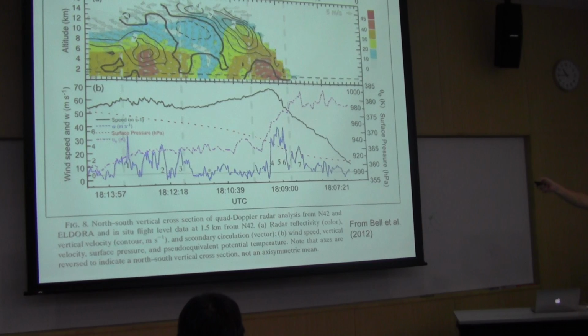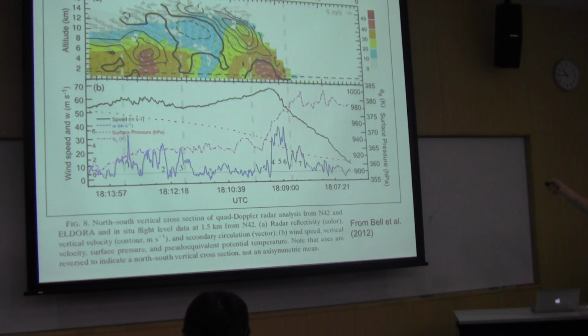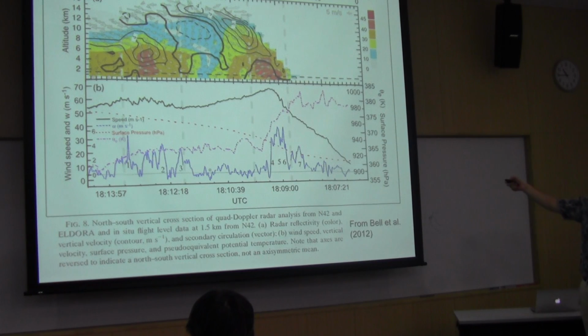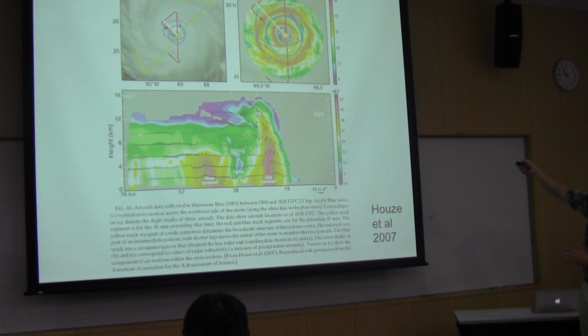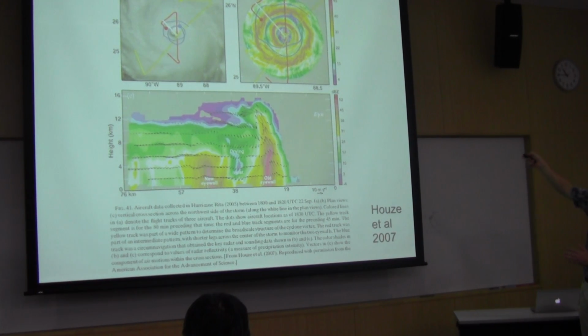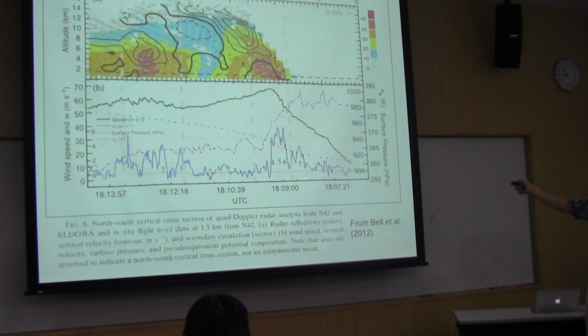So the dashed line here is the altitude at which the NOAA 42 is flying. That's the plane that I was on that day. And then this is a quad Doppler analysis combining the 42 and ELDORA tail radar data. So you can see, this is on the north side of the storm. It's the red line here, right along that flight track. Okay, so about the same time.